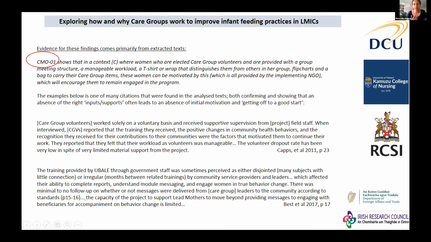The idea was that the care group volunteer, in a context where a woman is elected as volunteer and provided with meeting structures, with manageable workload, with a T-shirt distinguishing her from other people, flip charts, some other items that really set her up for spreading this learning. These women, these volunteers, can be motivated by all of the things that are provided, and this will encourage her to remain in the program. I mean, it's a fairly basic kind of structure.